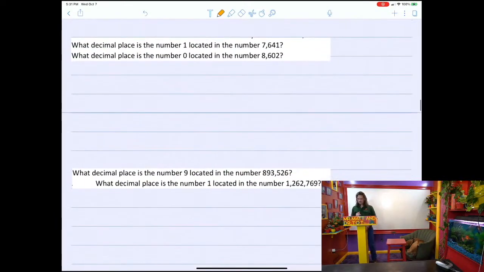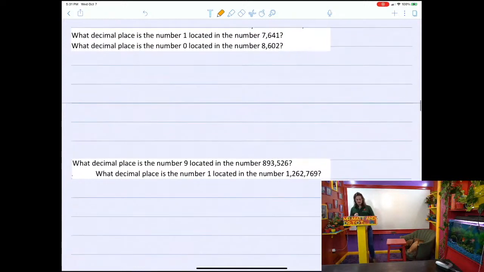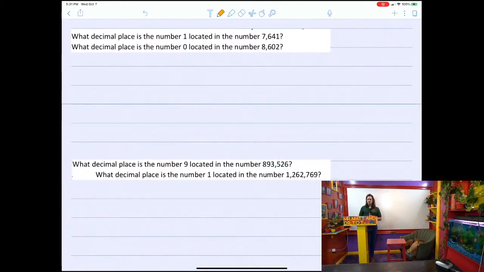Now I'd like you to take a look at these 4 questions. I'm going to give you 2 minutes, and you're identifying which decimal place each of the values that are named occur in the numbers listed. So 2 minutes.